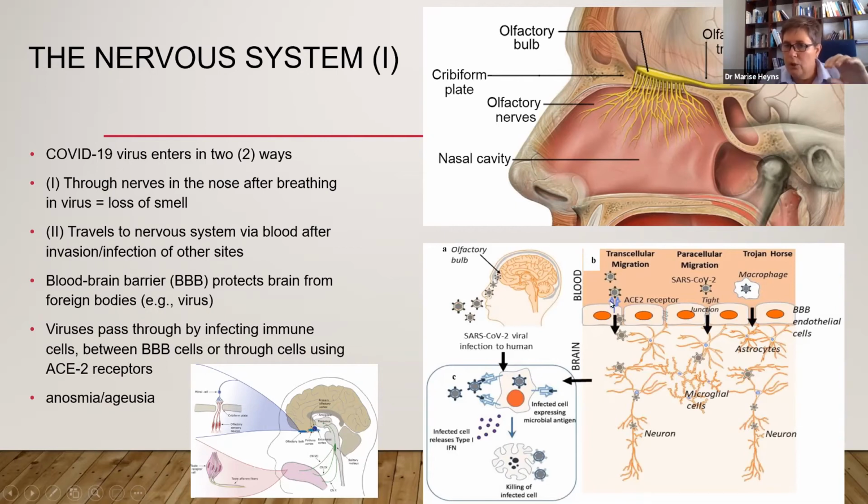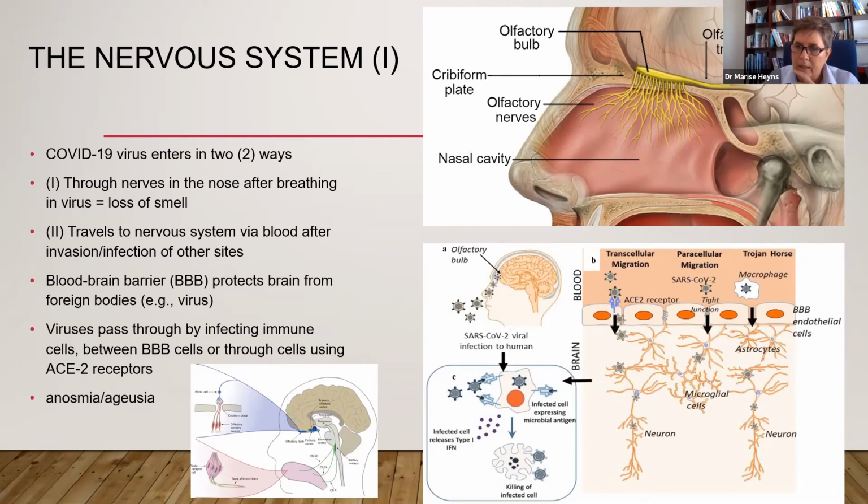The virus hooks onto a receptor, goes into the cell, multiplies, and then ruptures out of the cell again, and this time it goes out on the other side of the cell into the nervous system. Or sometimes there's a small gap between two cells of this barrier, the bricks in the wall, and it can go through that, let's call it the cement that keeps the bricks together.